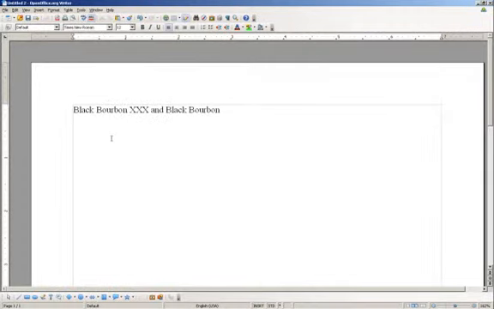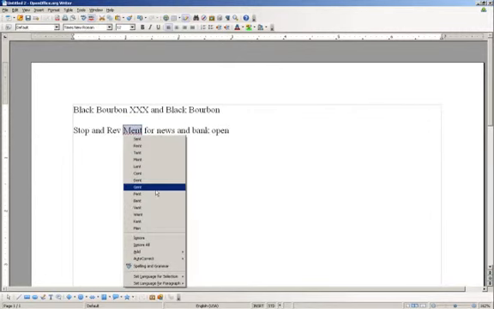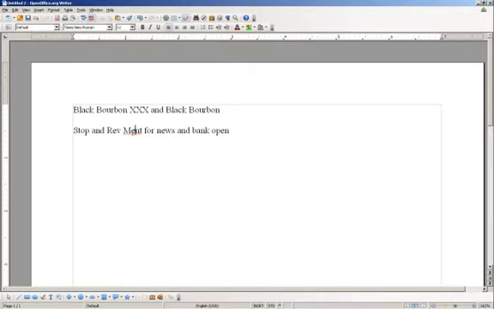Okay, I really have two or three favorite models, but there's BlackBourbon, and we're only going to talk about one right now. It's a stop and reverse model meant for news and bank opens. Now, Forex has multiple different advantages to us, okay? And some of those advantages really have to do with this.